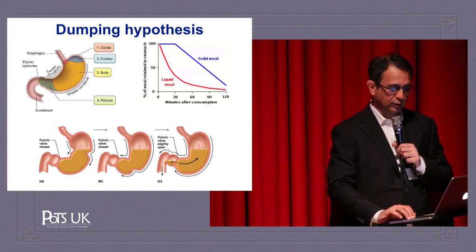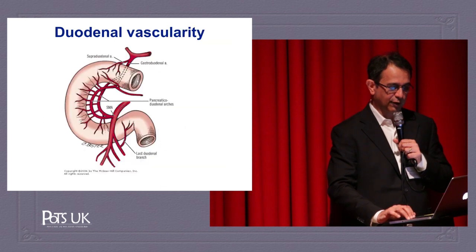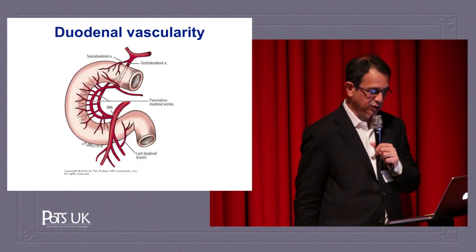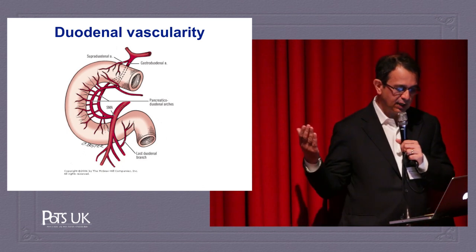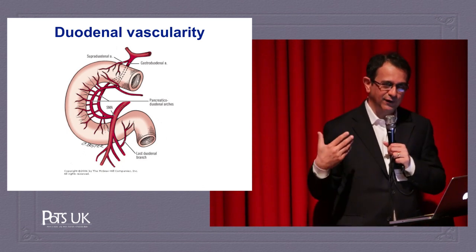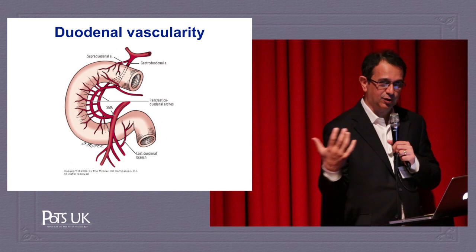But moving on, let's see what happens when the food arrives in the small bowel, in the duodenum. The duodenum is actually a very vascular organ. It is surrounded by blood vessels.